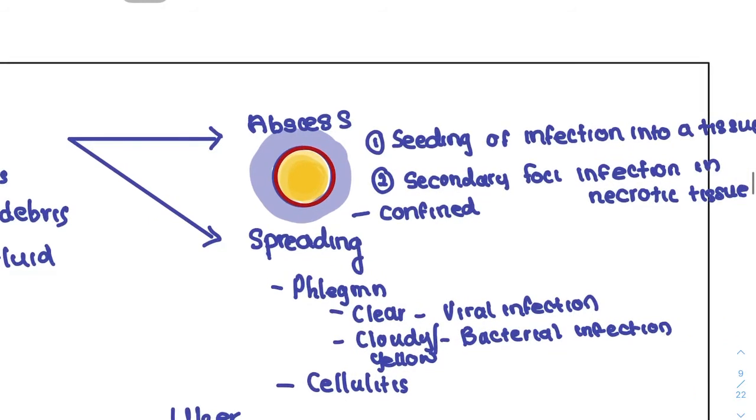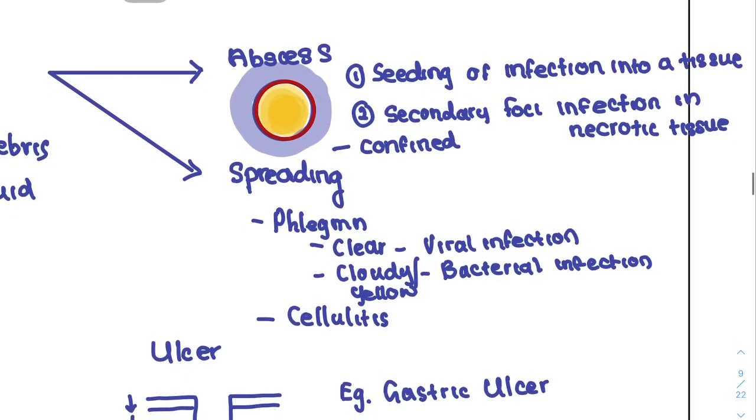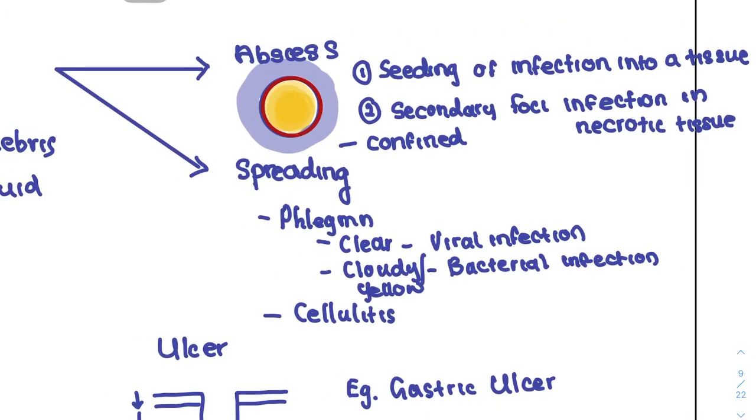The next type is a spreading type. This is seen in phlegm that you produce when you cough, and a sign of the type of infection is the color of the phlegm. Let's say you have a cough, you have a cold, and the phlegm that you produce is clear. It's because of it being a viral infection. But if it becomes cloudy or yellow, that means a bacterial infection has come on top of the viral infection. So a doctor usually asks this question: what color is your phlegm?